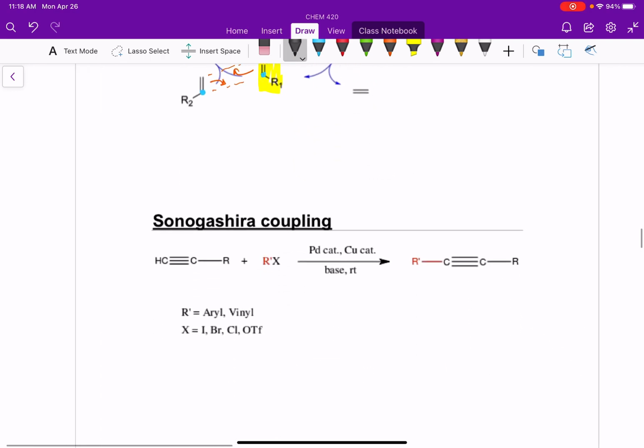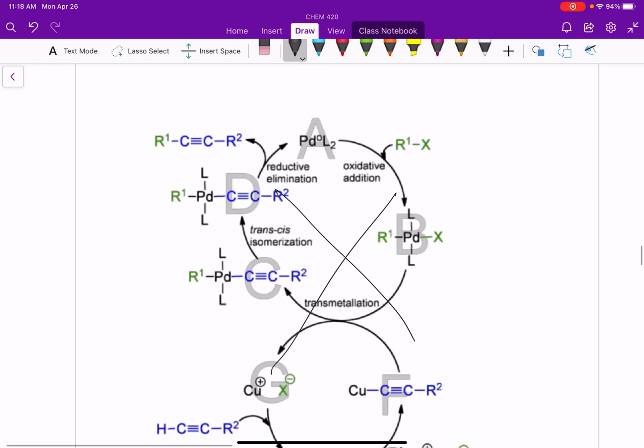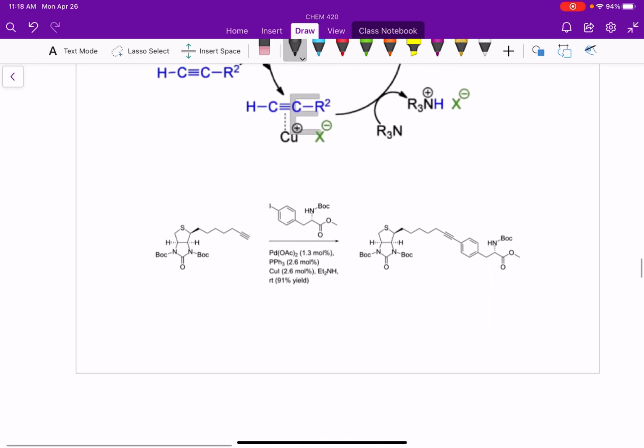So the Sonogashira coupling, we're just going to kind of ignore that. We don't really need to worry about that one. That's just another example, but we don't need to really worry about that reaction too much.